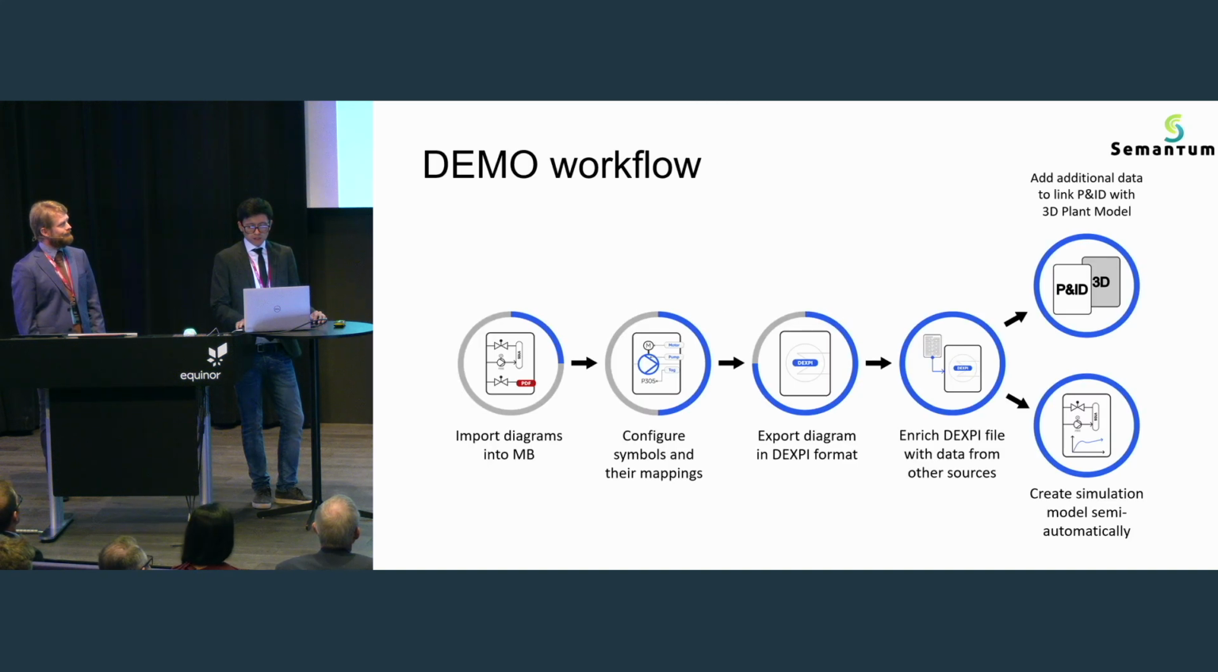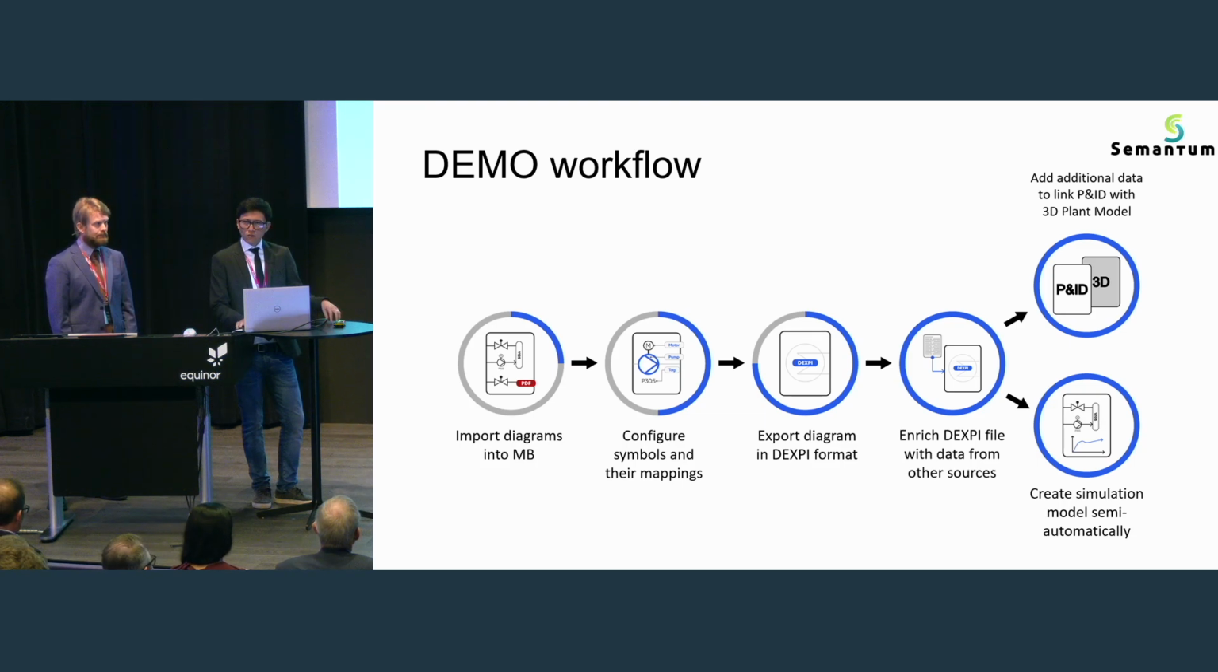Now we can go to the actual demo. So this is the workflow that we're going to be following. We first import these piping and instrumentation diagrams. Then we configure our tool so that we can identify different symbols, connectivity. All the text available in the diagram can then be used as attributes of the specific instances of the classes that we're using. And then we're also enriching this DEXPI file using this LLM tool that we have.